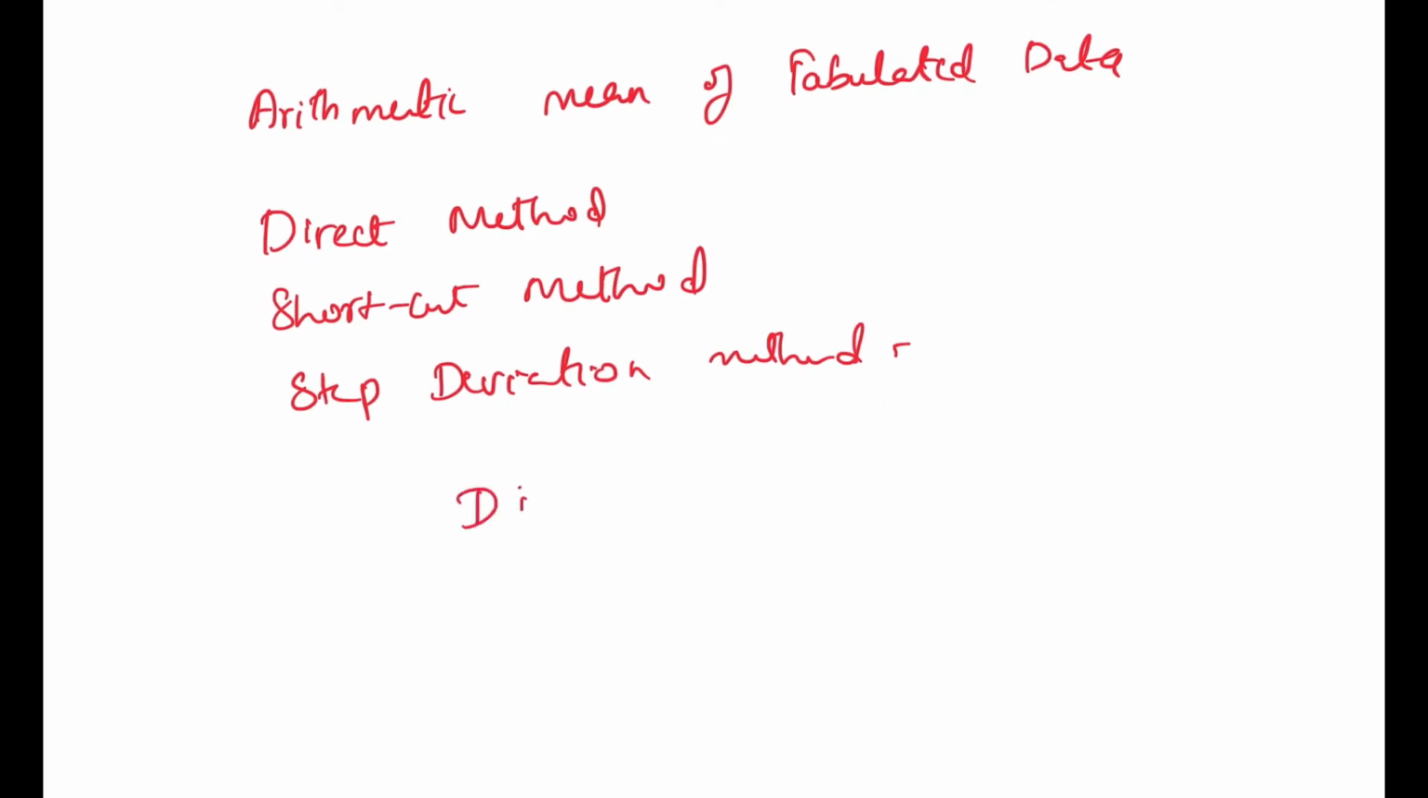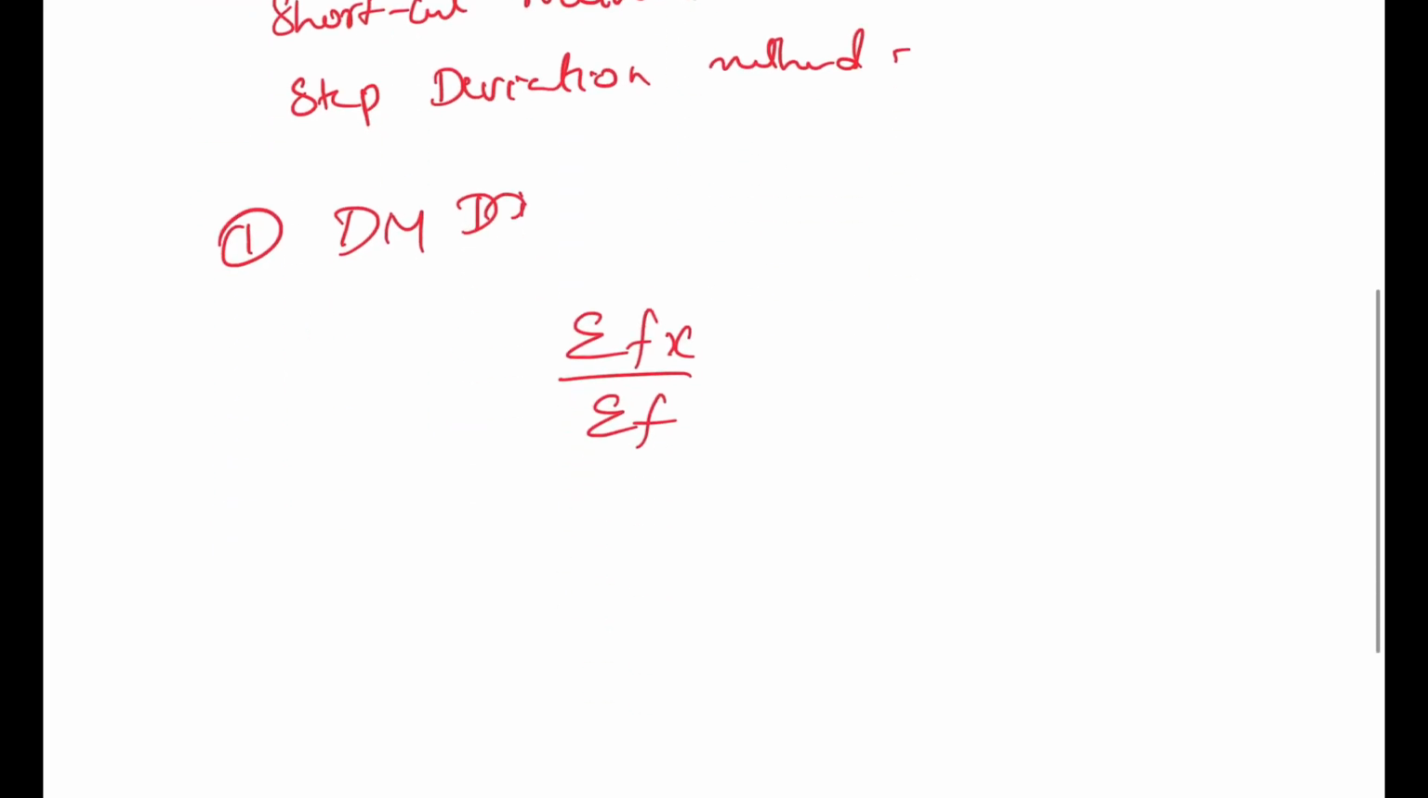The direct method is the first method. I'll write it as DM, direct method. The required mean will be sigma fx by sigma f. We'll come to the explanation when we do the exercise problems and you'll get a clear idea.